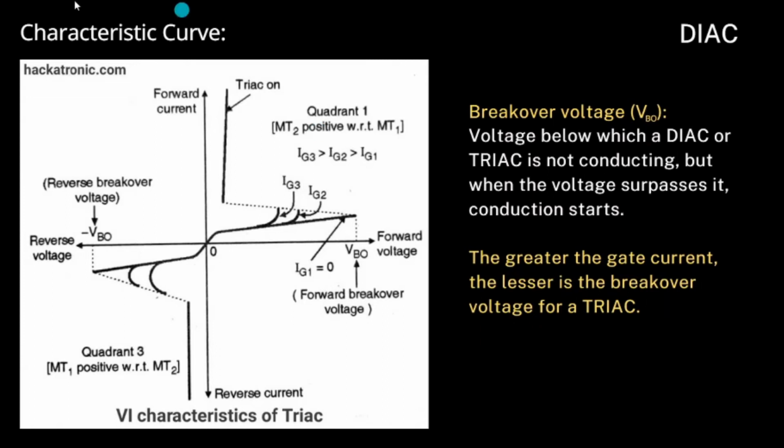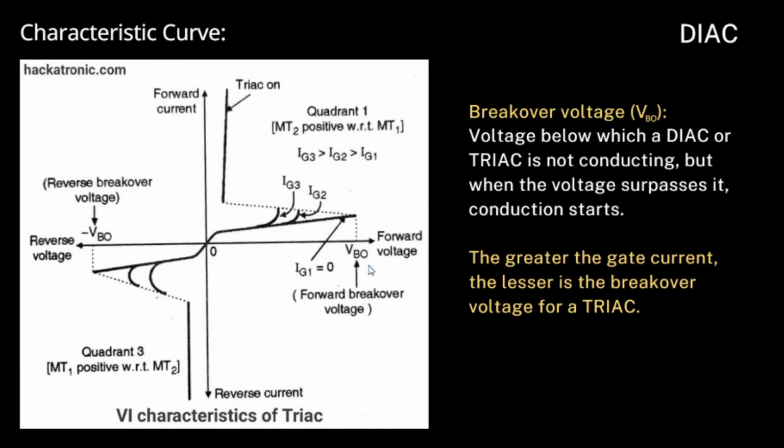Now for the characteristic curve of our TRIAC, we have this one. Kung ang DIAC ay meron lang isang breakover voltage, ang TRIAC ay iba. As you can see here, this is IG1 equal to 0, meaning without the gate current, it will still be able to conduct through the breakover voltage.